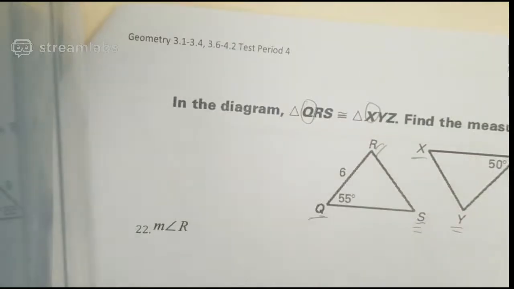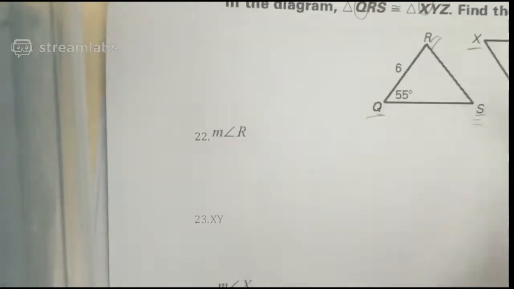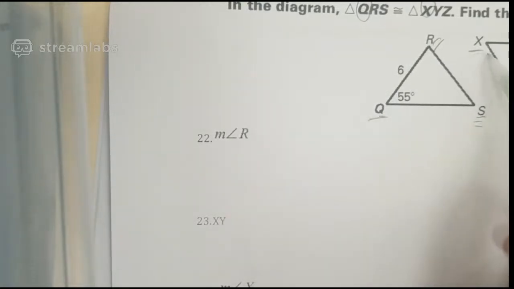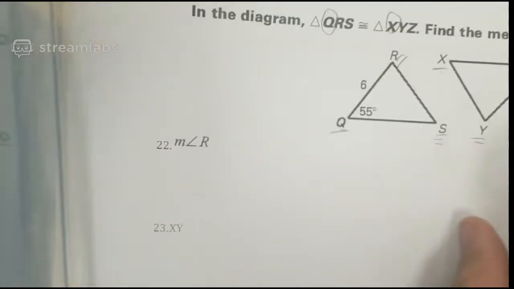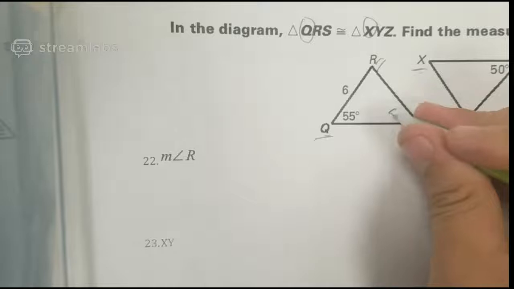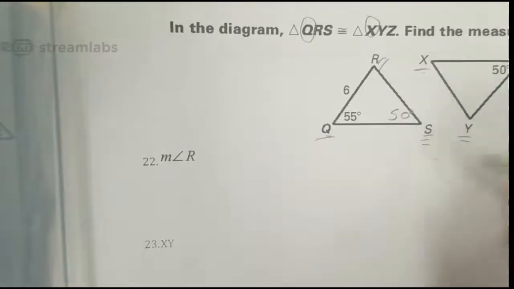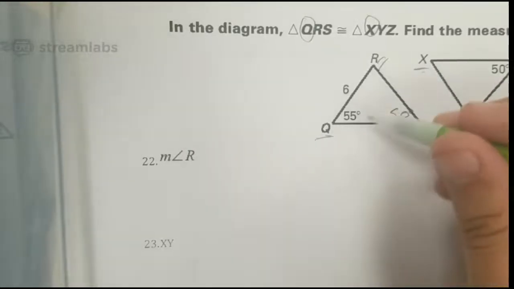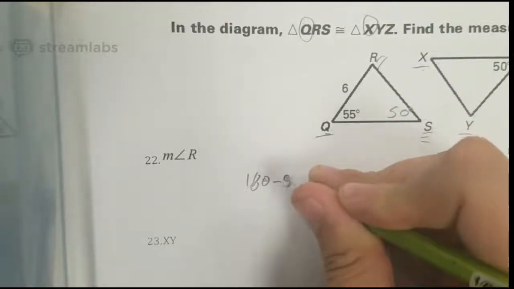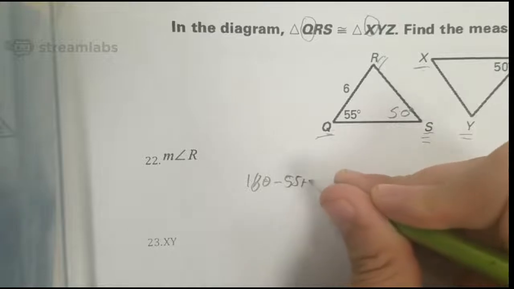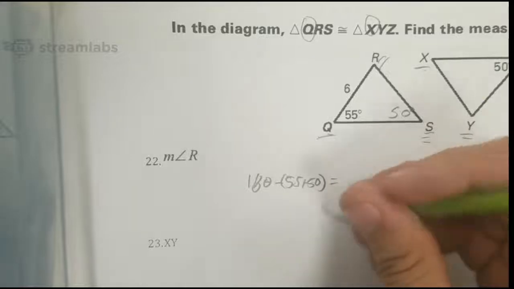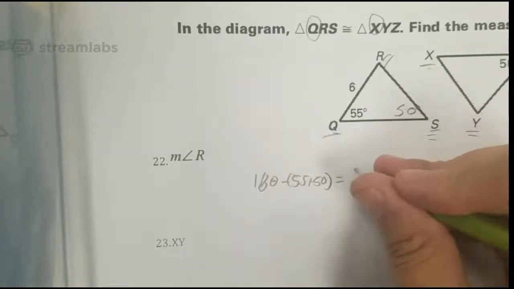So angle R is going to match angle Y, but we don't know what this is. But we know Q and X match, and we know Z and S match. So what we're going to do is set S to 50 degrees, because I know Z and S match. So 180 minus 55 plus 50. So the sum of this equals what angle R is.